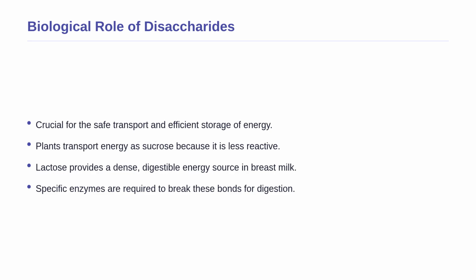In humans, lactose is the primary disaccharide found in breast milk, providing a dense, easily digestible energy source for infants. However, to use this energy later, we need specific enzymes to break these glycosidic bonds. Without them, we suffer from digestive issues like lactose intolerance.